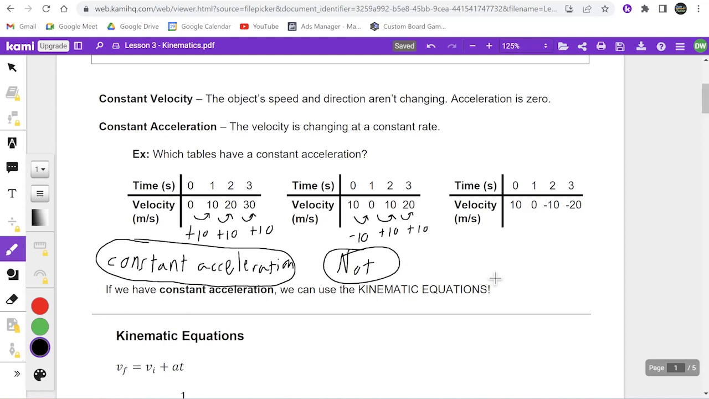And what an example of this would be in real life is, let's say you're going forward, you come across a stop sign, you come to a stop, and then you go forward again. That's exactly what's going on in the middle.